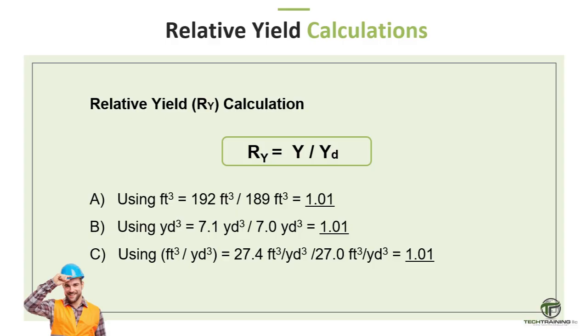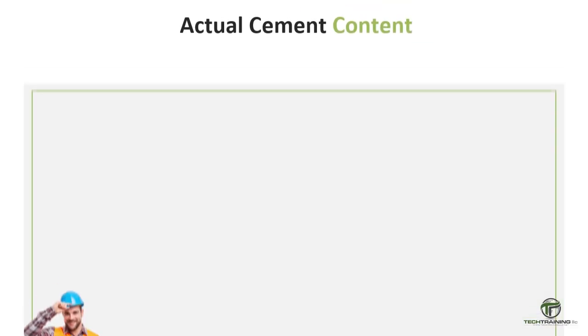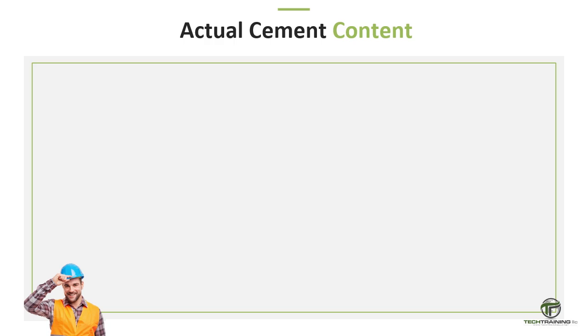In the inch-pound system, a ratio of yield in cubic feet per cubic yard of designed concrete mixture is frequently used. With the yield calculations complete, we can calculate our actual cement content.